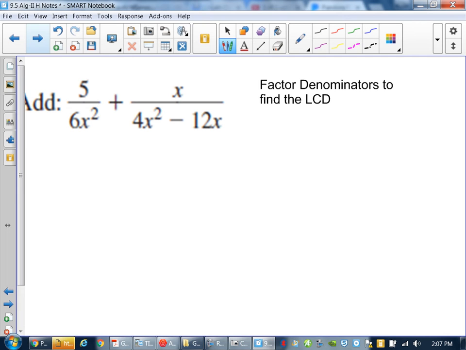So I have 5 over 6x squared plus x over 4x squared minus 12x. Which means then, when I go to start writing these things out, knowing in the back of my mind that I'm going to have to hit these common denominators, I'm going to start factoring everything I can, just like we did the past few days.